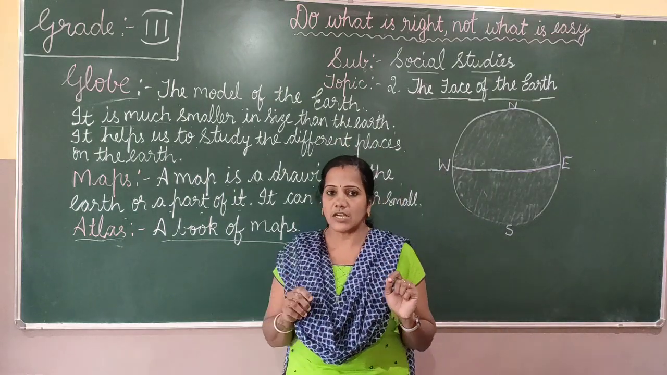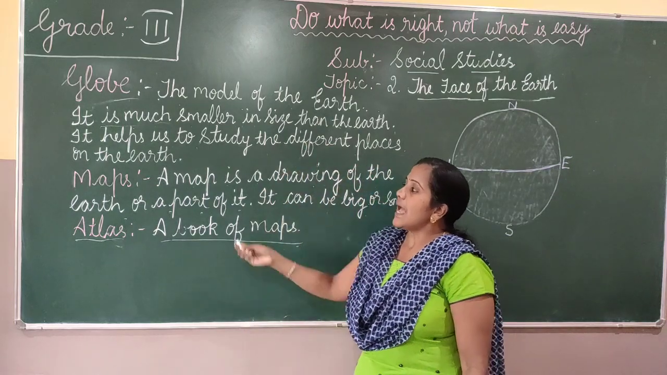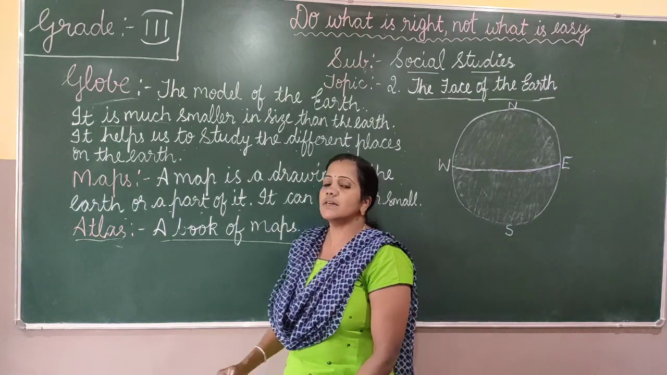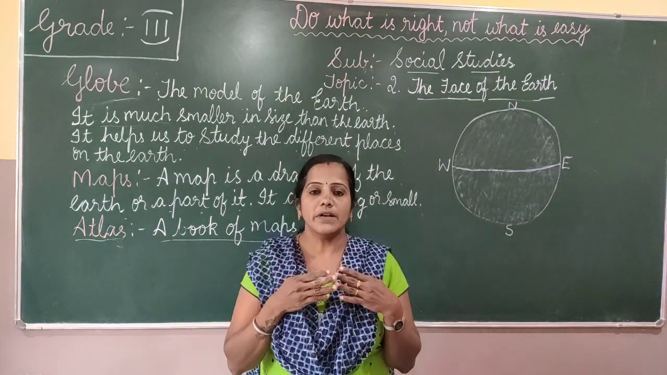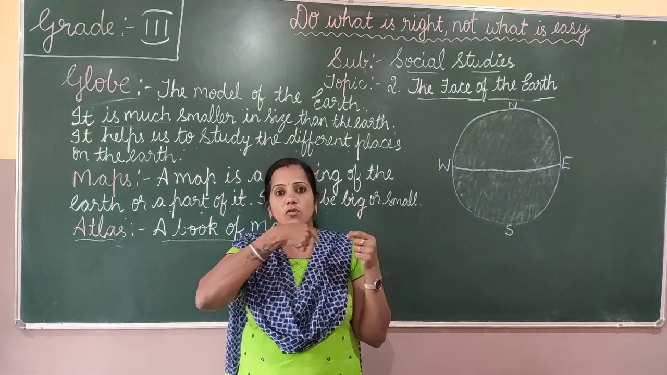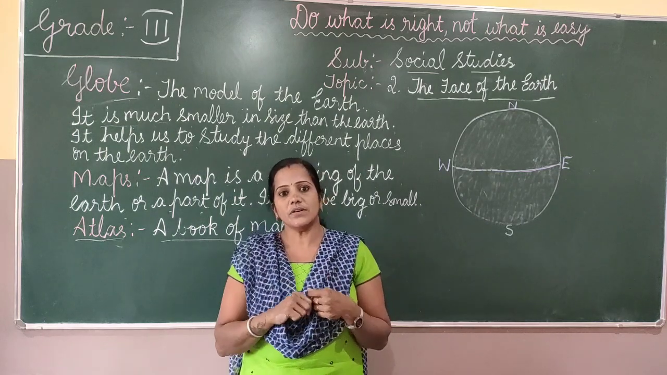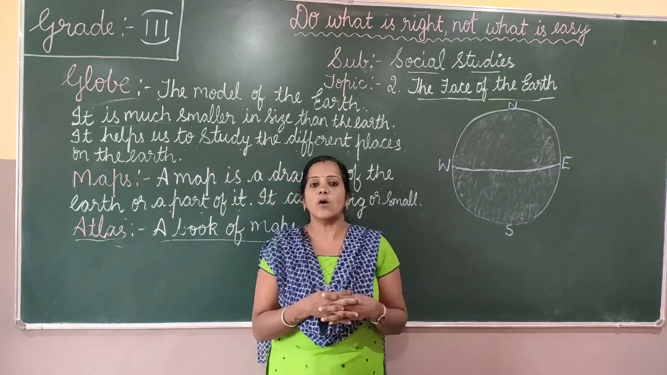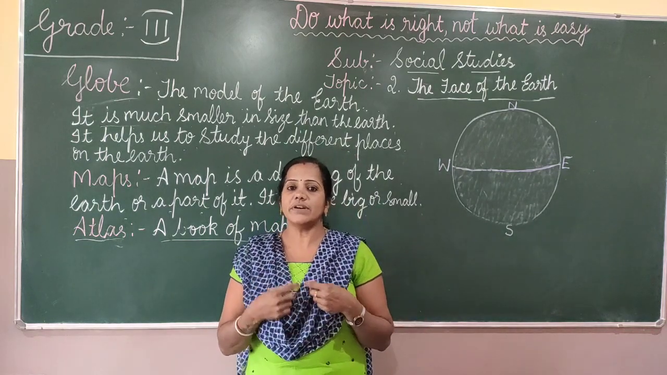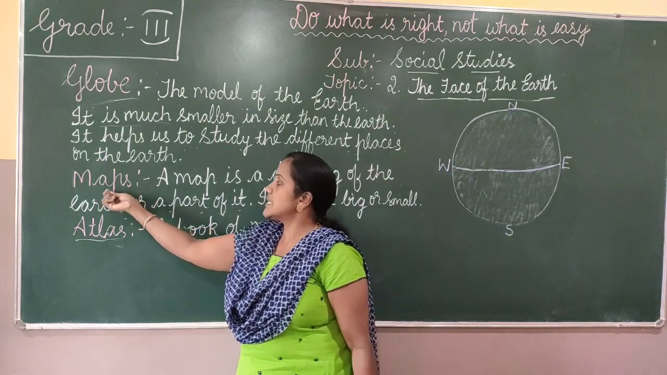So you all have seen the globe, is it? It is much smaller in size than the earth, and it helps us to study the different places on the earth. In the globe we can see at a time half of the earth, and we can also turn the globe to study the other side of the earth. But in a globe we cannot see the particular area of a country or a place, is it? For that purpose we use maps.